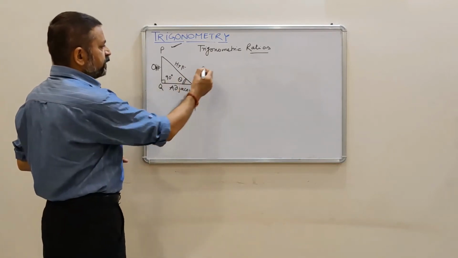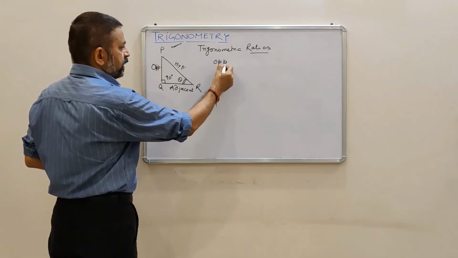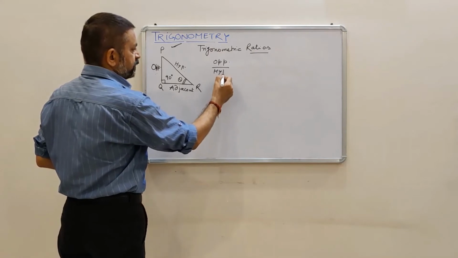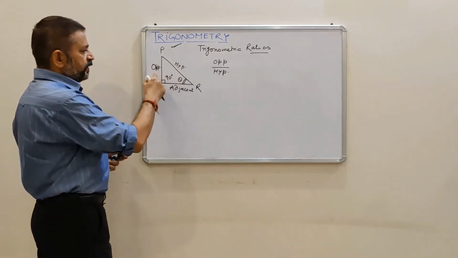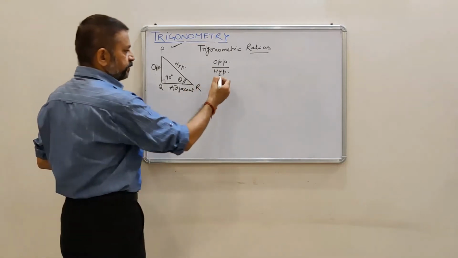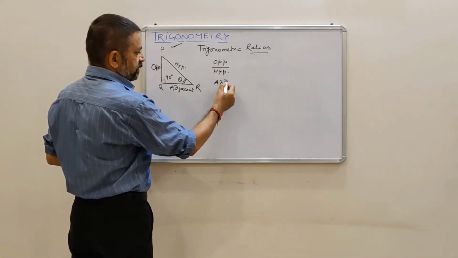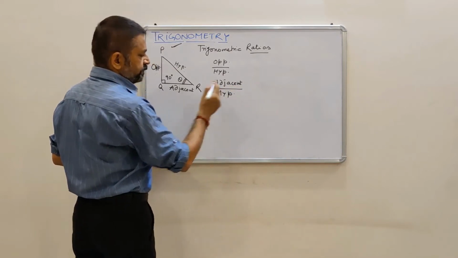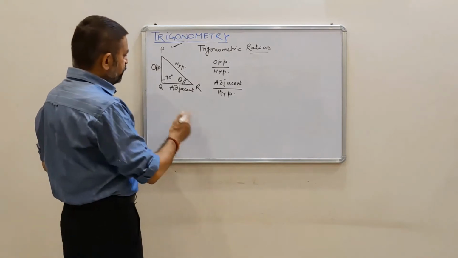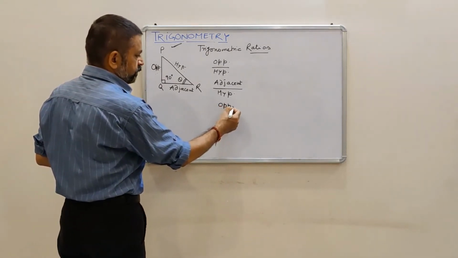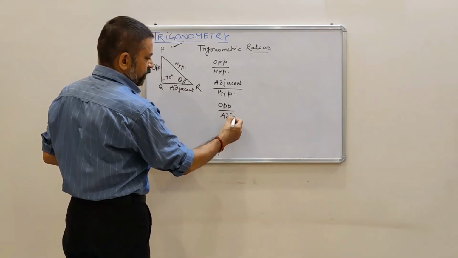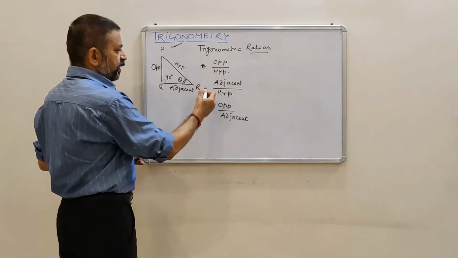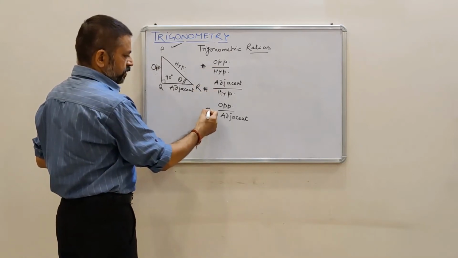I'm starting with the very first one. Relating these two sides, opposite and hypotenuse, it's one ratio between the opposite side and the hypotenuse. Then next, adjacent upon hypotenuse. And the next one, opposite upon adjacent. So first we will discuss these three ratios: number 1, number 2, number 3.